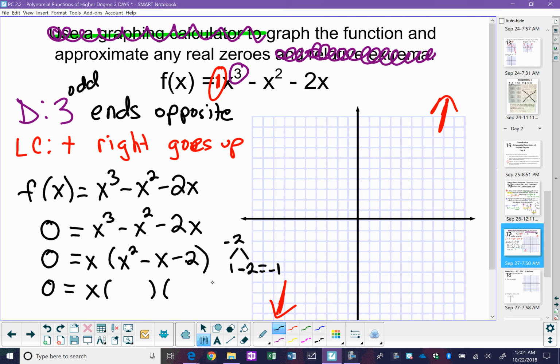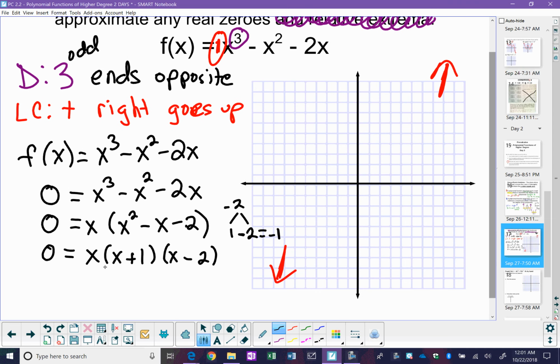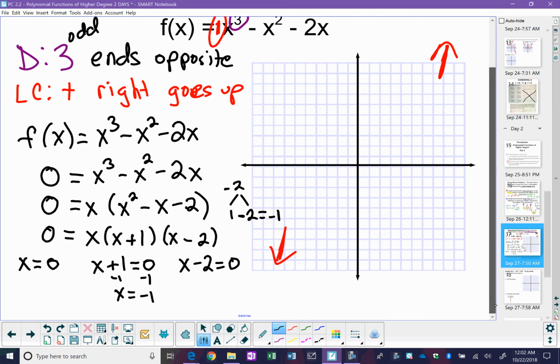So now I can factor it. Since I just have x squared, it's x and x. I'm going to put 1 as plus 1, and the 2 is negative, so minus 2. Now that these are all factors, meaning they're all just being multiplied and set equal to 0, I can take each one separately and set it equal to 0. Okay, if I solve this by subtracting 1, I get x equals negative 1. If I add 2 here, I get x equals 2. So I have 3 zeros right here.